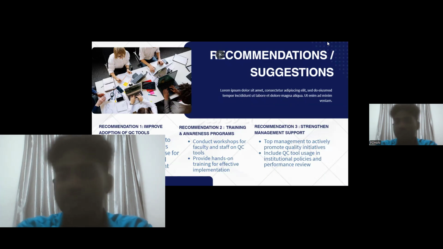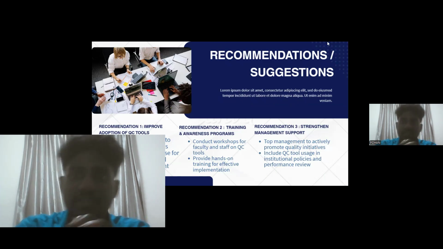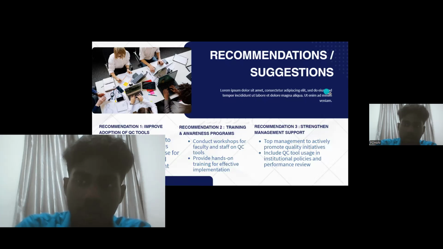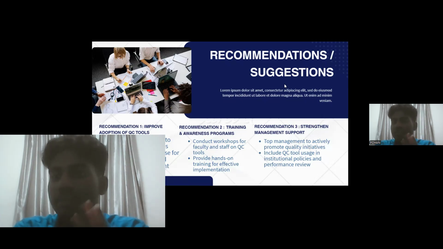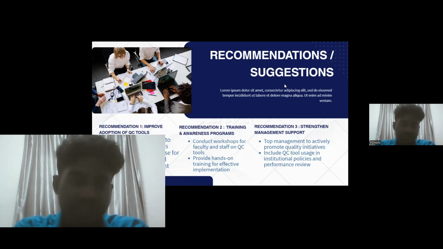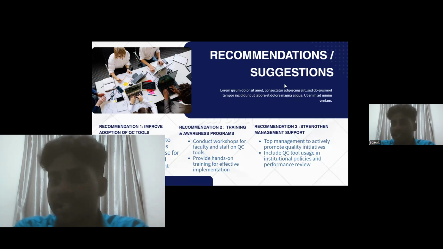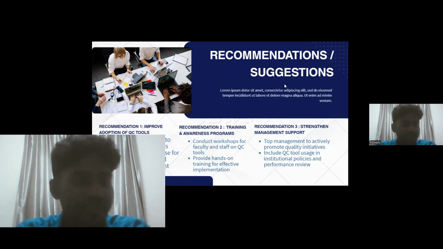Okay, Mommy. Last but not least, the next topic is recommendations and suggestions, which I give for the article I picked. First, the higher education institutions should improve adaptation of the tools. That is the first recommendation: improve adaptation of the tools.